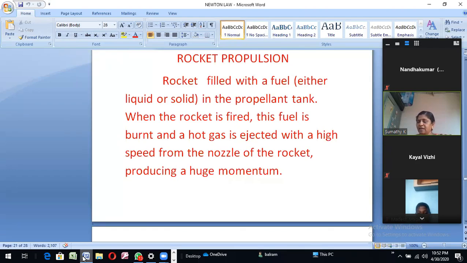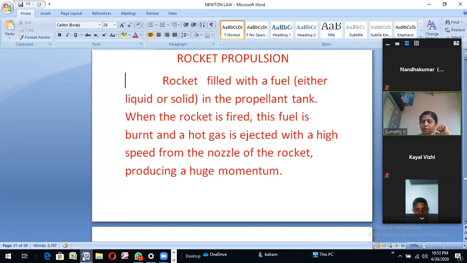Okay, like that, the rocket is filled with fuel. The fuel may be liquid or solid in the propellant tank. Propellant tank means container. When the rocket is fired, the fuel is burnt and the hot gas is ejected with high speed from the nozzle of the rocket. Okay, that produces a huge momentum. What does huge momentum mean? Momentum means a linear motion that will go in a straight line. The rocket will go in a straight line. That produces the velocity. Mass into velocity is equal to momentum. So that produces the huge momentum.